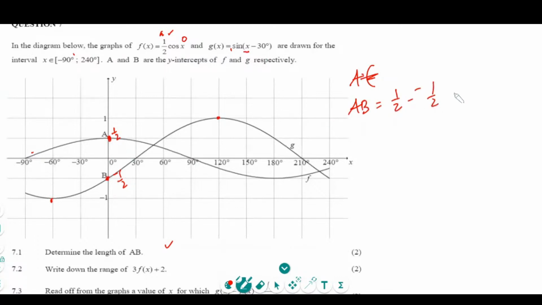So a half minus a half, which is just 1 unit. That is done. Why am I saying 1 unit? Hello, wake up. Okay, then 7.2.